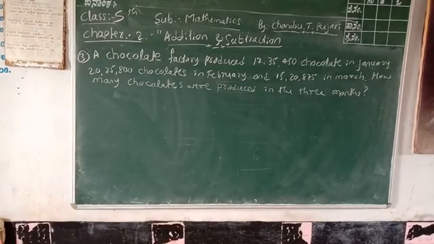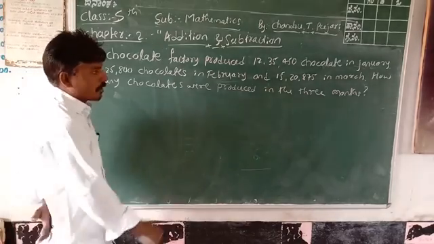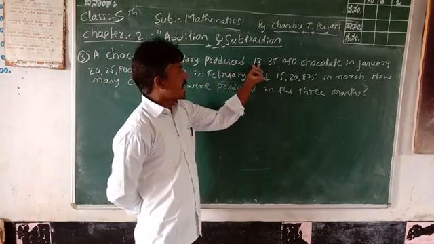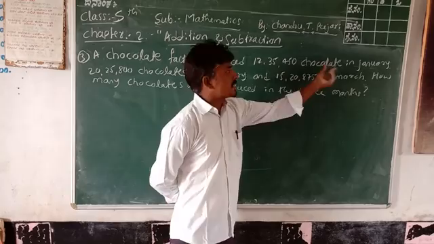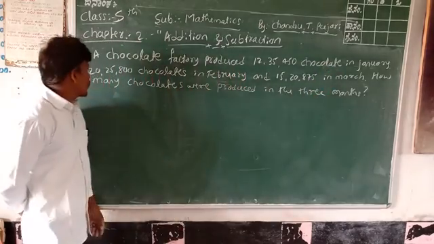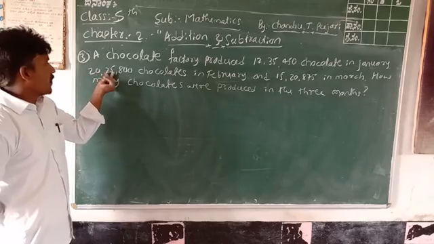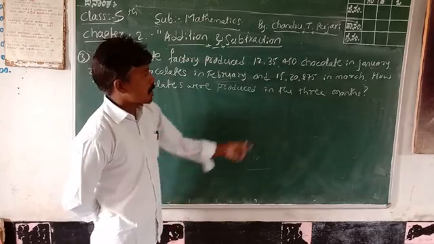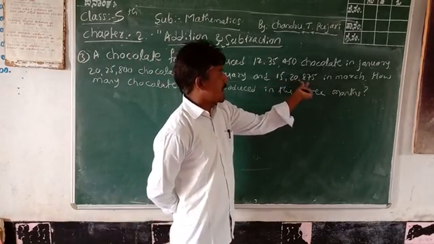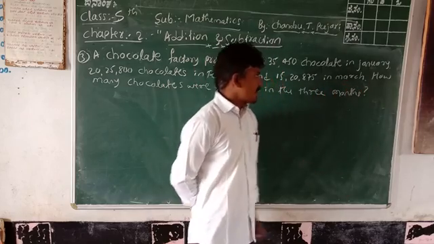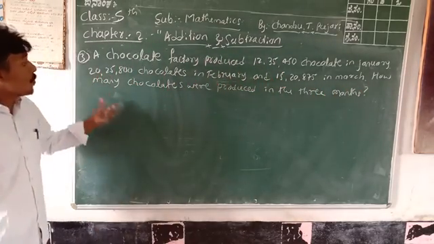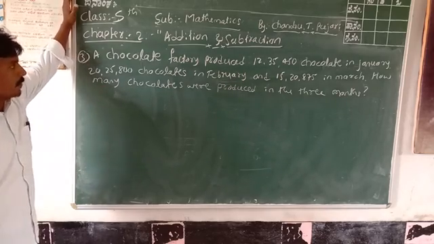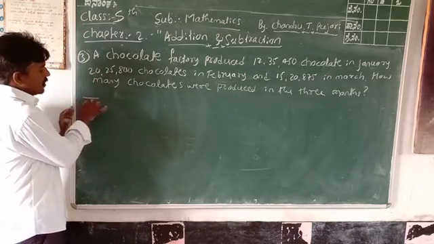The third one: a chocolate factory produced 12,35,450 chocolates in January, 20,25,800 chocolates in February, and also 15,20,875 chocolates in March. The question is, how many chocolates were produced in 3 months? Therefore, this question is only addition.